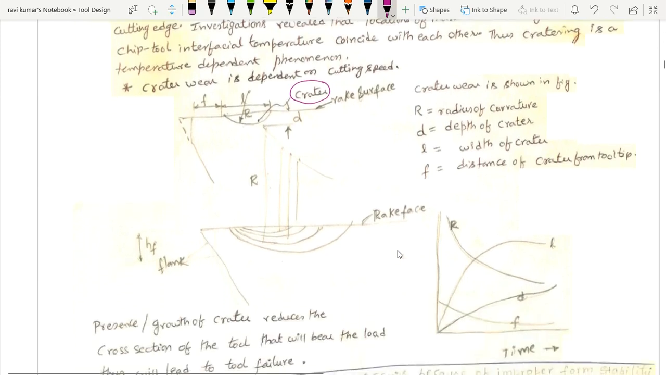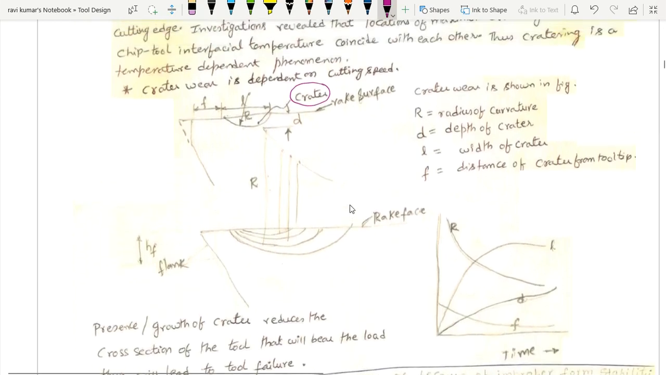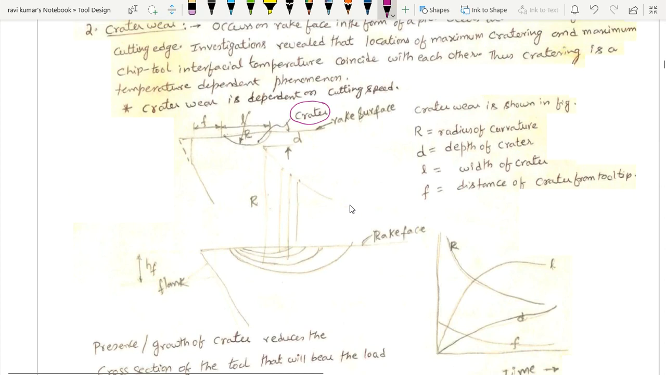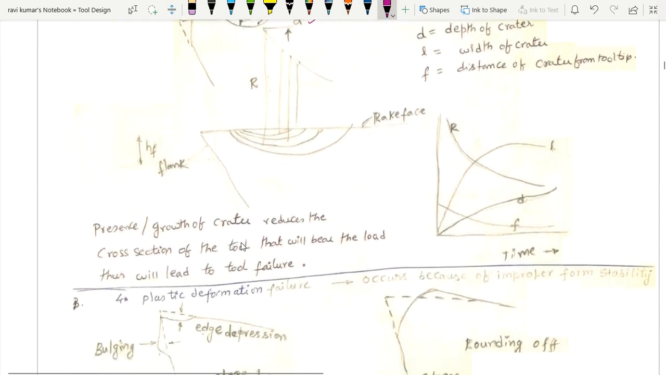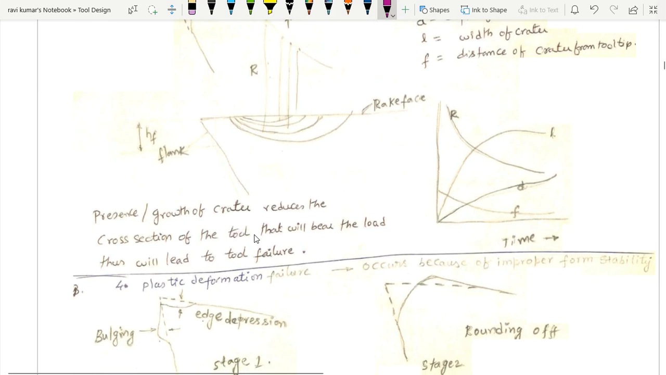When we observe the crater wear, it also has some parameters. The parameters for the crater wear are F, that means location or distance from the wear land, next, length of the crater, radius of the crater, depth of the crater, right? Each of them varies as a function of time. The problem with this crater wear is the cross section of the tool that will bear the load will go on reducing with the growth of the crater, right? And finally, it leads to a failure.